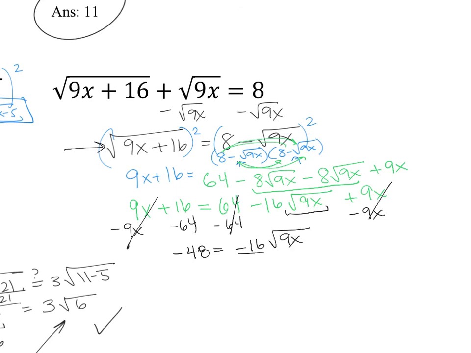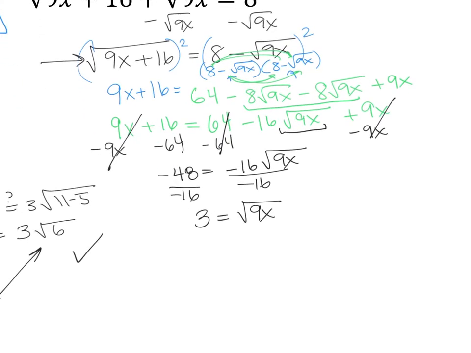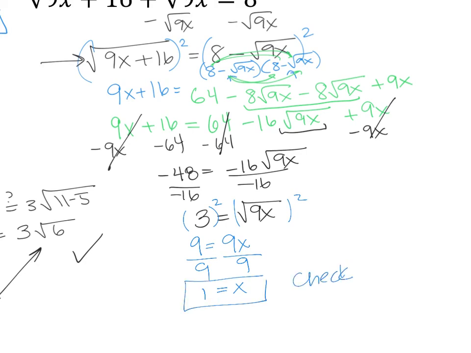Now before I square, I can actually divide by negative 16, and so I get 3 equals the square root of 9x. And so if I square to again get rid of that radical, I get 9 equals 9x. If I divide both sides by 9, I get x is equal to 1. And you can check that, make sure that it does work.